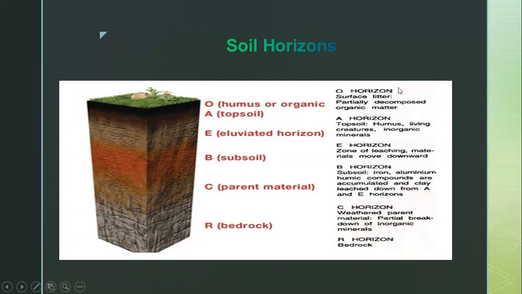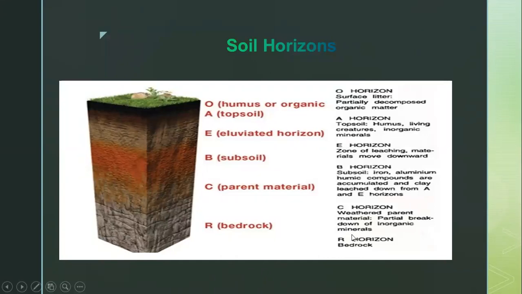So in brief, we can say that in the O horizon, the surface filter, they particularly decompose the organic matter. Then in the A horizon, topsoil, humus, living creatures, and inorganic materials or minerals are found here. Then E is the zone of leaching, where the materials move downward. The B zone, the subsoil, contains iron, aluminum, and various compounds that are accumulated in the clay washed down from A and E horizons. And the C horizon is weathered parent material, so here is partial breakdown of the inorganic minerals.